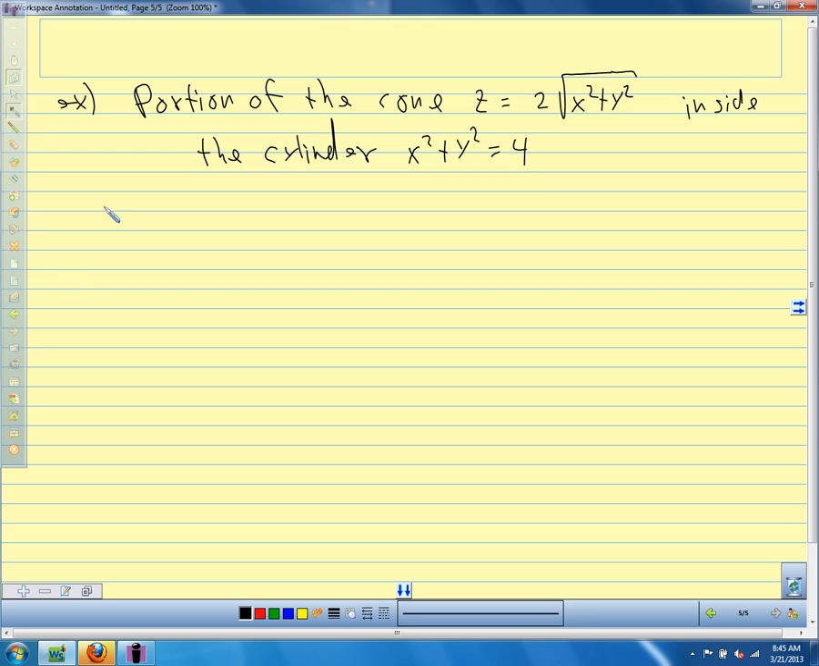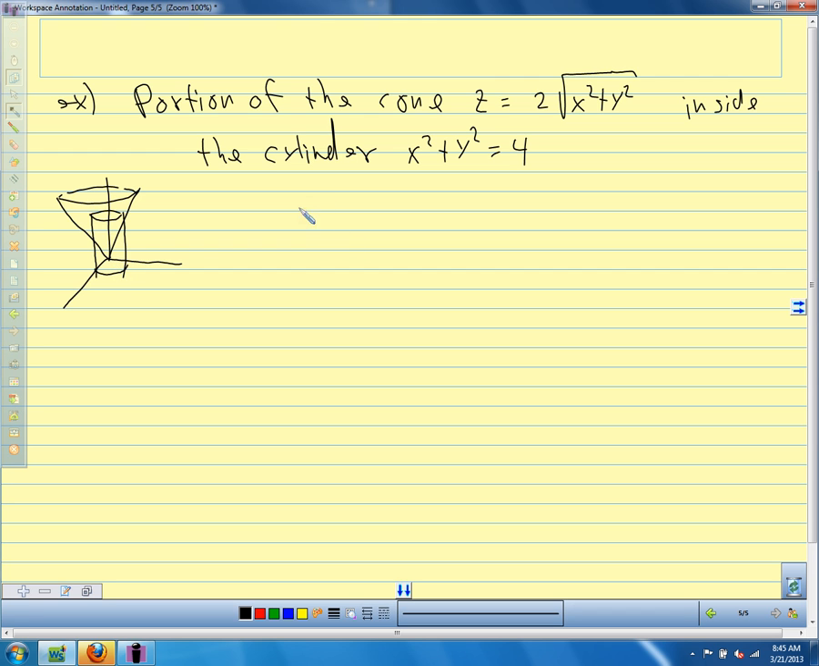So if I were to draw, and my sketch is not going to be beautiful here, we have this cone, like so. And we have a cylinder that's cutting through the cone. So we're looking for the surface area of the cone that's inside the cylinder. The cylinder is cutting off the cone, so we want the surface area of that cone that's inside that cylinder. So the cylinder is telling us our region.